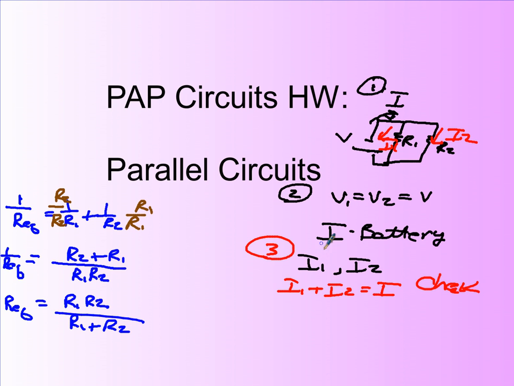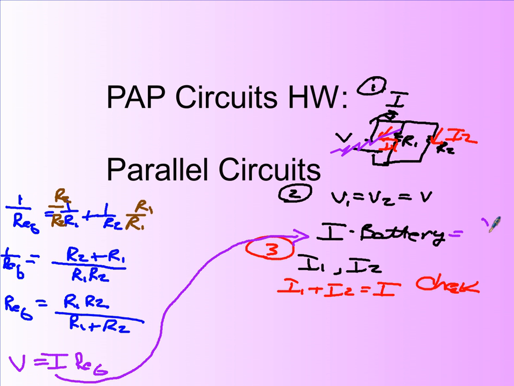Now, once you have the equivalent resistance, you can go and find the total current. So the battery voltage is going to equal the total current times R equivalent. So now you can find the current coming from the battery, which is going to be equal to the voltage divided by R equivalent.